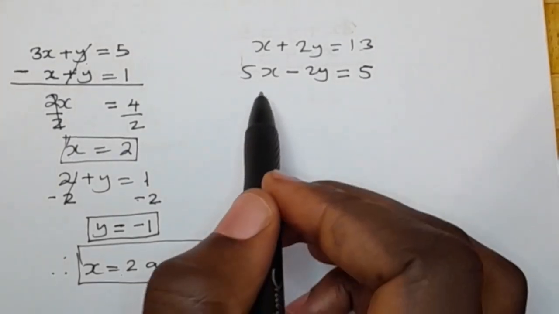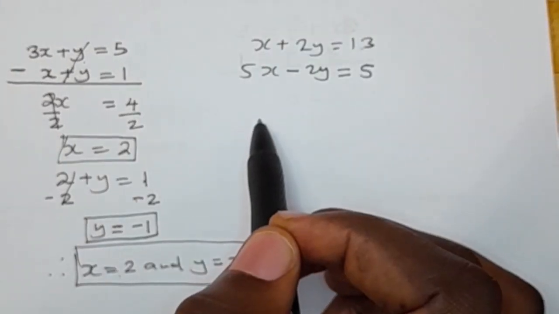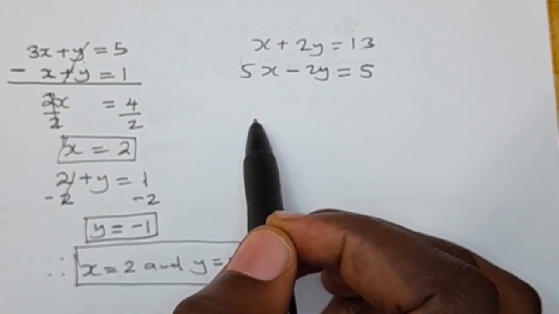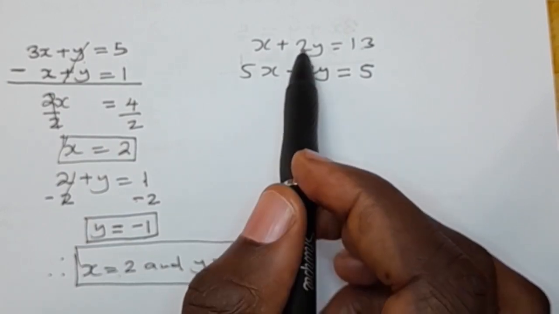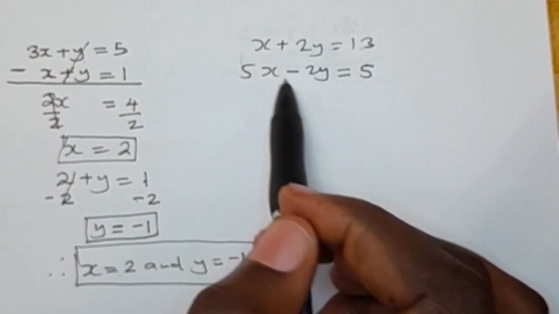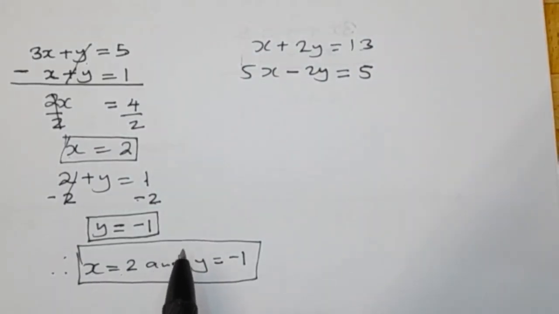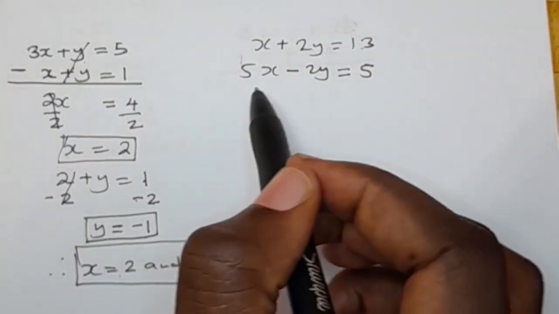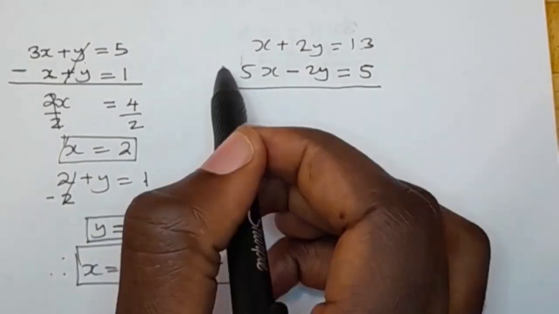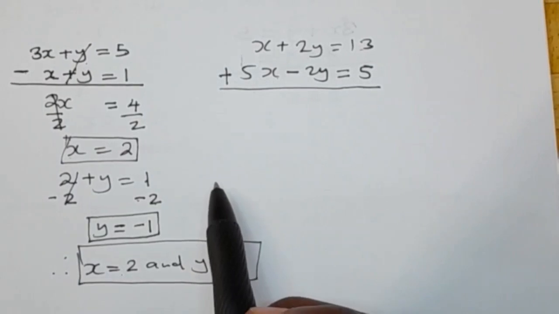When you look at this, we also look for the variable that we are going to eliminate. You can see here you have positive 2y and negative 2y, so it's very easy for us to eliminate y first. How are we going to eliminate y first? This time around, we are going to add equations 1 and 2.